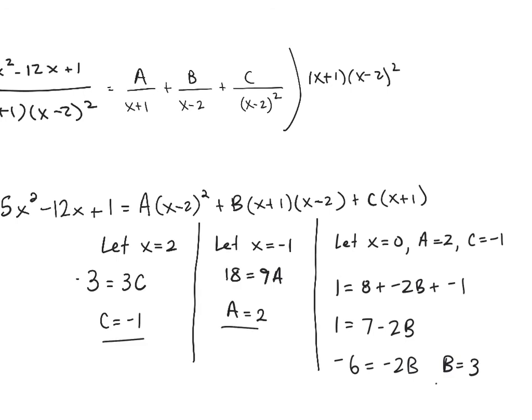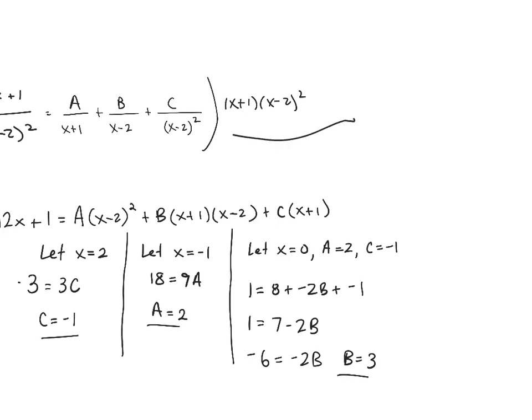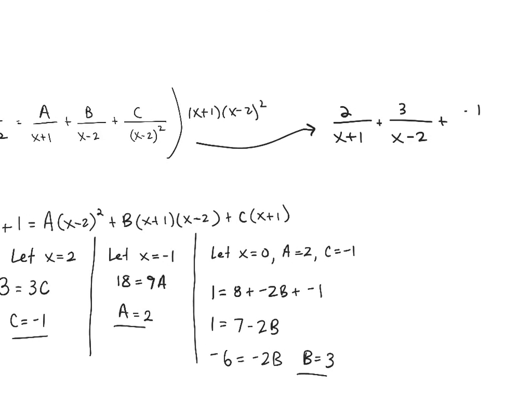And now we have all three of the values that we needed to complete the partial fractions. Because remember, here all we had were the form of the partial fractions. We actually need to now write the partial fractions with the particular values of a, b, and c. So a is equal to 2, so it was 2 over x plus 1. And then b is 3, so it's 3 over x minus 2. And then c is negative 1, so negative 1 over x minus 2 squared.